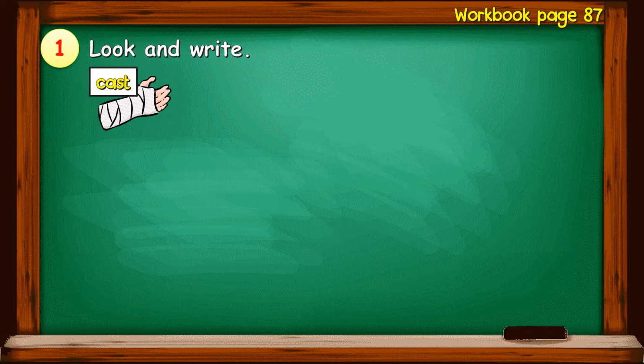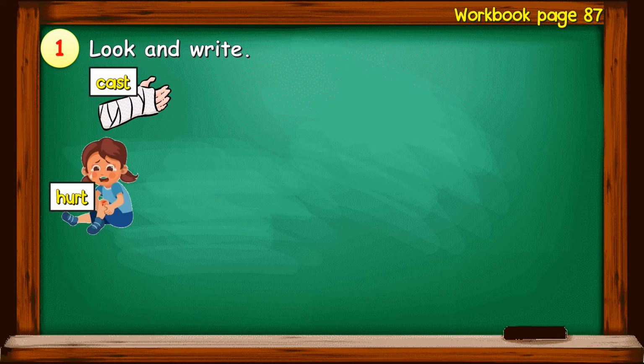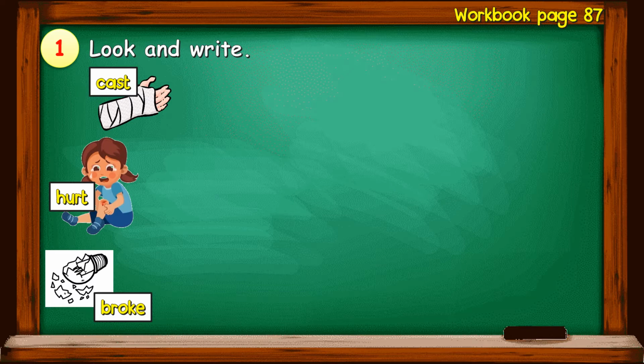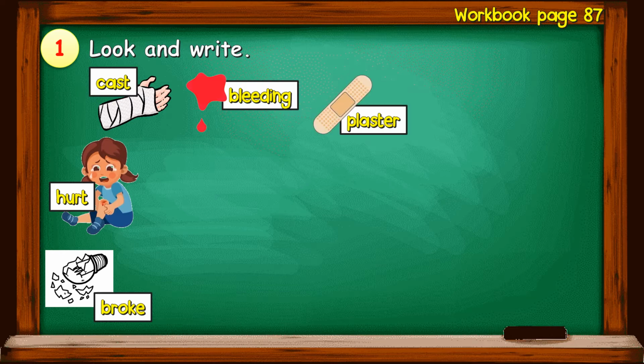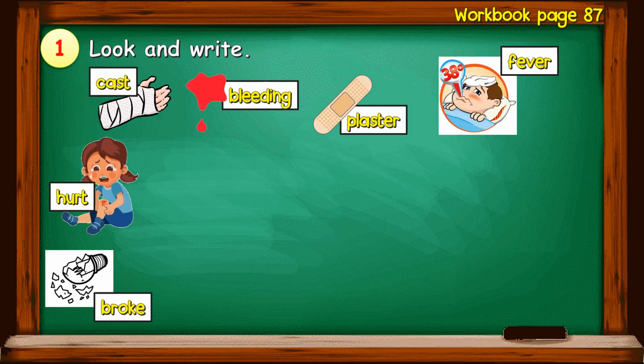There's the word hurt. The third one is broke. Broke is the past tense of break. Next one, bleeding. Okay, when there's blood coming out, then you are bleeding. The fifth one, plaster. I'm sure you know what a plaster is. This is a plaster. Last one is fever. Fever is when you are very hot. Then you have a fever.